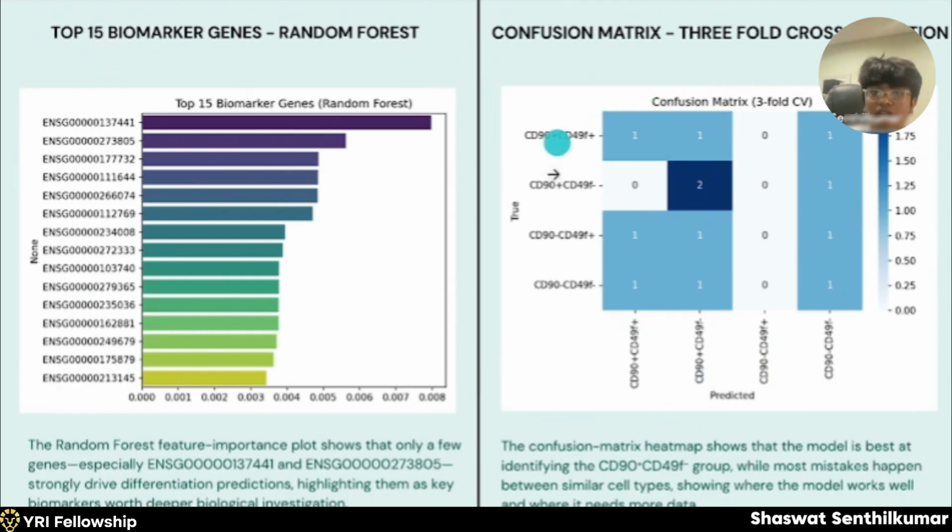Also, this is another kind of heat map with threefold cross validation, and it shows identification amongst these types of groups, and how mistakes happen when occurring with stem cell differentiation. So where does the model work really well? How effective is it? And where does it need more data? It fills in the gaps for future exploration.